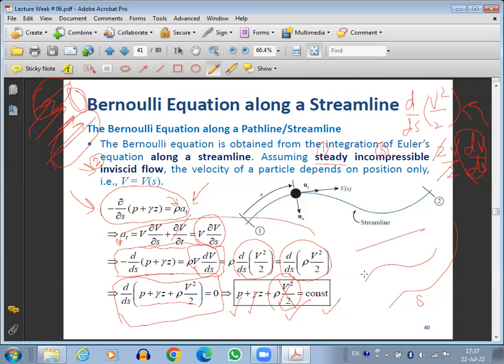When we were talking about the hydrostatic pressure variation, there was no motion of the fluid itself. So rho v square upon 2 was already 0. Now there is a motion of the fluid as well, because the fluid is now moving. So we have rho v square upon 2 added into the main equation. Do you understand these terms?